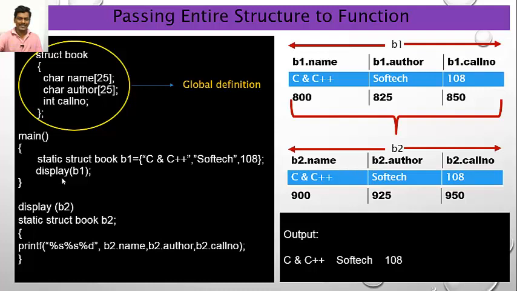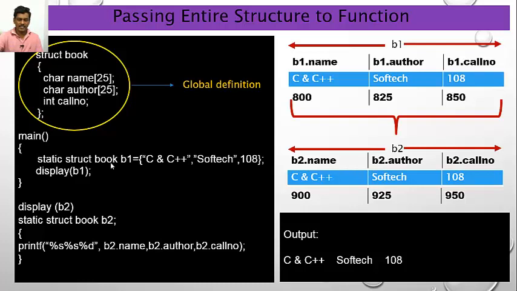But we want to pass the entire structure to a function. At the time of passing, we pass a structure variable. At the time of receiving, it should also be a structure variable. So that's why we define that structure as a global definition. So main function starts with struct book b1, because it is a global definition we can use that struct book in this function. It is a global one, so we can use it in all functions of the program.